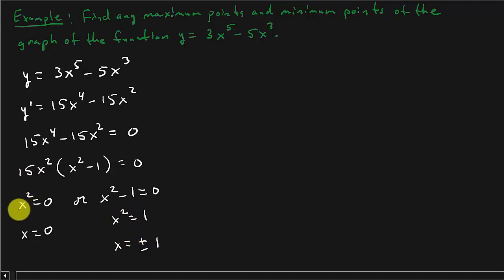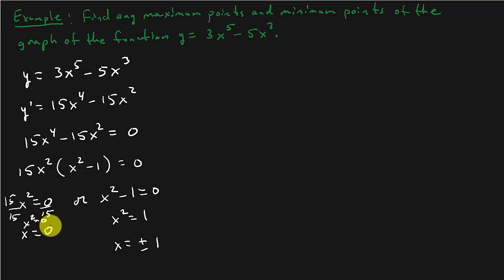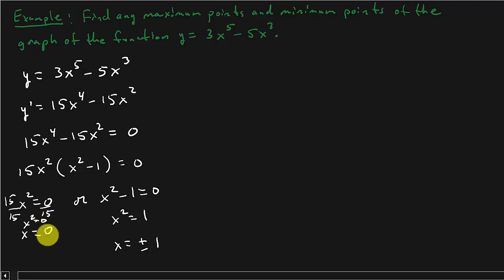Now notice I didn't bring the 15 down here. I could have, and then all you're going to do is divide both sides by 15, so you'll just end up with x squared equals 0 anyway. And so x is equal to 0. All right, so I've got my critical numbers, 0 and plus or minus 1. So let's go ahead and plot those on a number line.